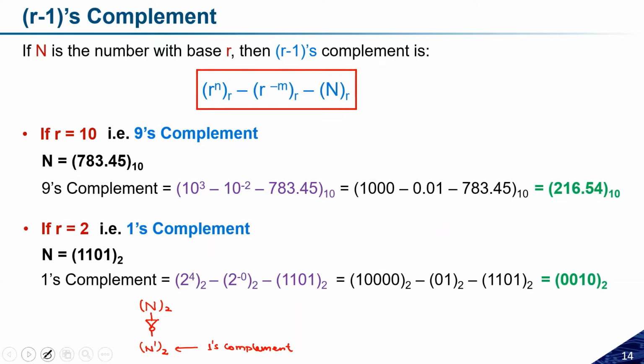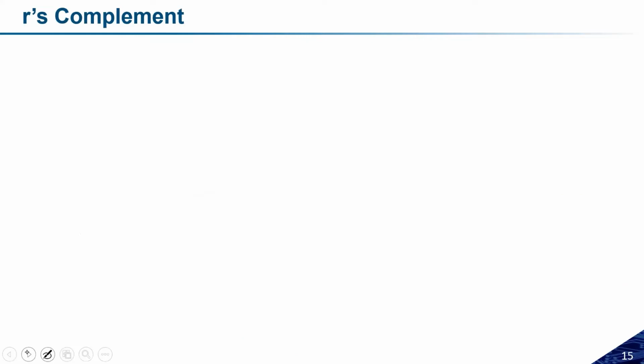Now let us talk about what the r's complement is. As we know, r's complement is nothing but the true complement. Suppose I'm considering a base 2 number, in that case I will talk about the 2's complement. If I have base 10, then I will talk about the 10's complement, and so on. Any base can be there, and accordingly we can say which kind of complement it is. So based on the base we can decide.